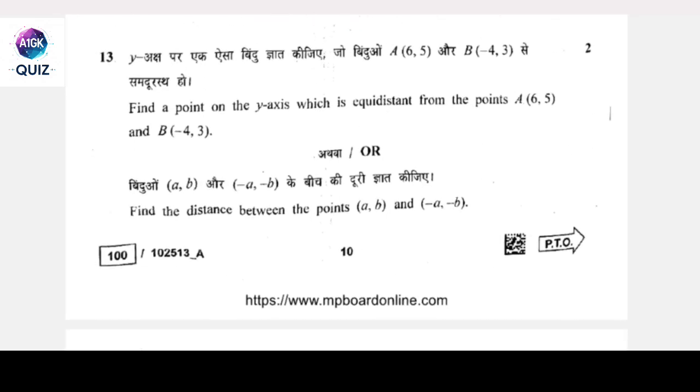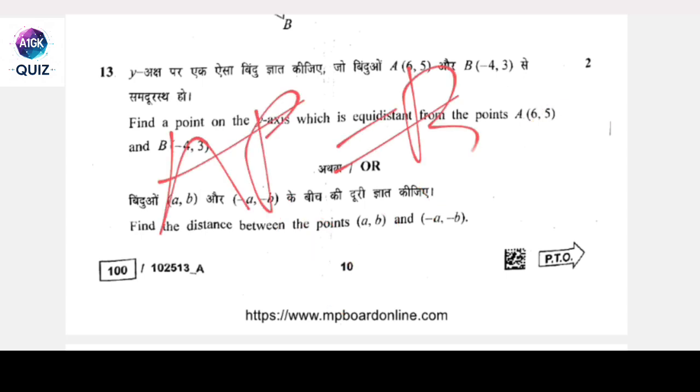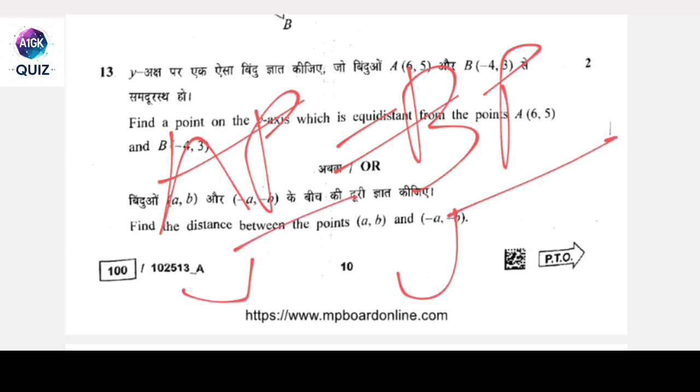Next question is 13. Find a point on the y-axis which is equidistant from the points A 6, 5 and B minus 4, 3. Means the point is on the y-axis. Y-axis means x is 0 and y is, that is given. And the first point A is here and the B is here. Means if this is point P, then we take AP is equal to BP. After putting the values in the distance formula, we can find the answer of the given one.